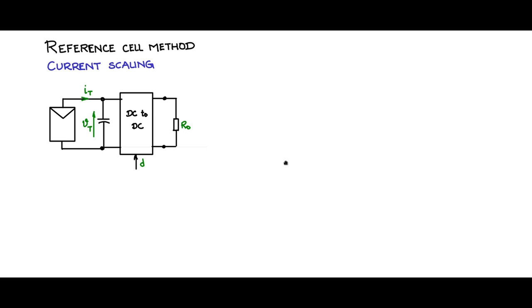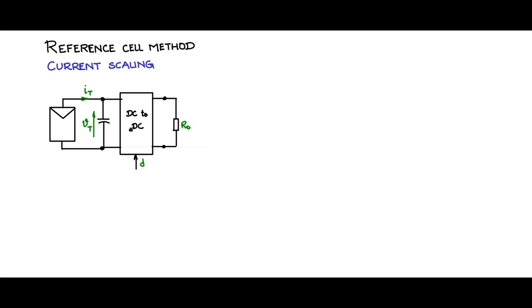Let us now discuss the reference cell method. Instead of voltage scaling, we will now look at current scaling. We will use this photovoltaic module system. This is the PV cell. There is this buffer capacitance across the terminals, and the DC to DC converter, which is acting as the interface between the PV module and the load. The DC-DC converter has the control input D.